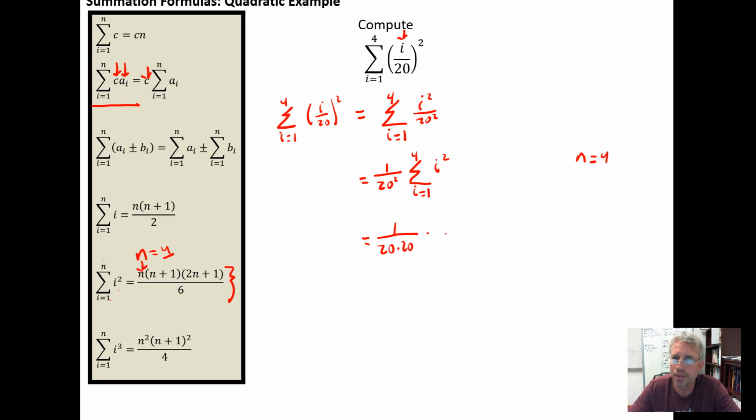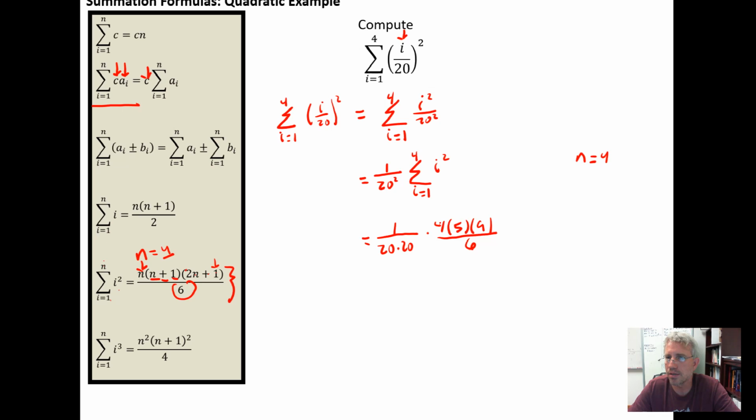So I'm going to get 4 times 4 plus 1 is 5 times 2 times 4 is 8 plus 1 is 9, and it all needs to be over the 6. And then it's just a matter of simplifying.